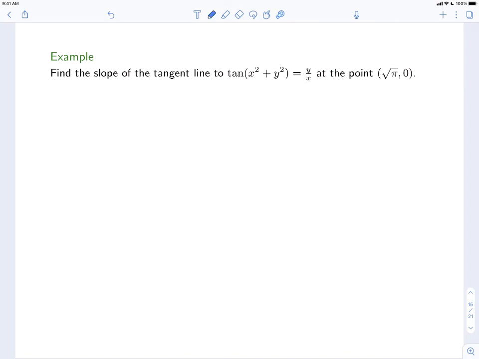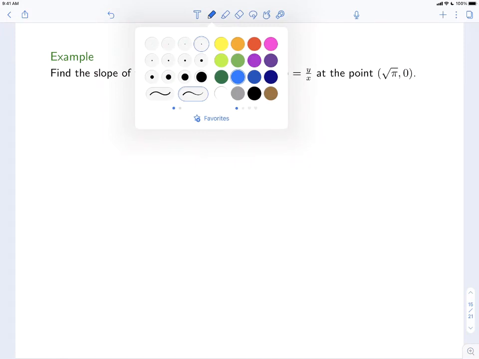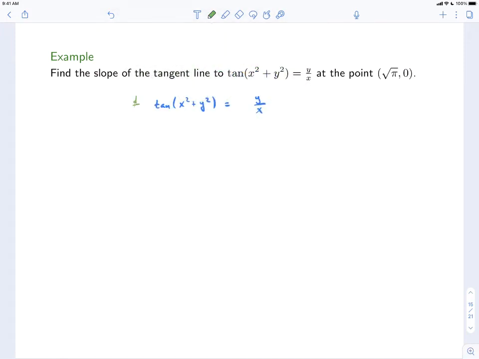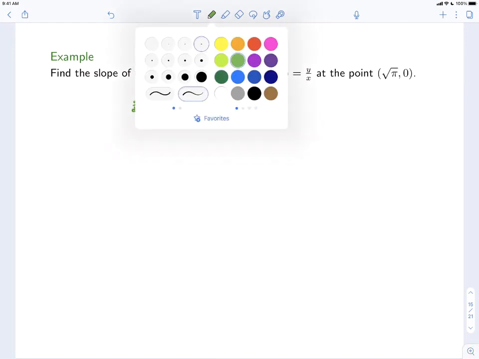Okay, so we're just going to do this in the usual way. We have the tangent of x squared plus y squared is equal to y over x, and we're just going to differentiate both sides with respect to x. Computationally speaking, it would probably be easier to multiply x to the other side and then use the product rule, but we can also just use the quotient rule.